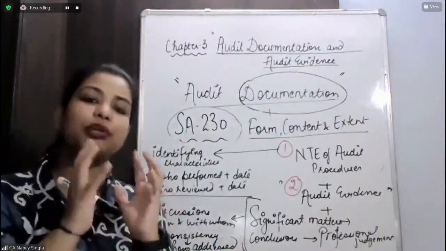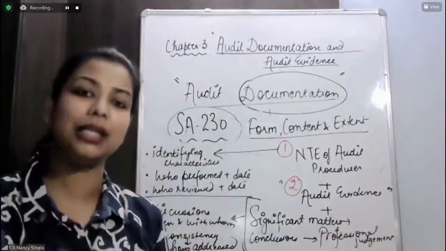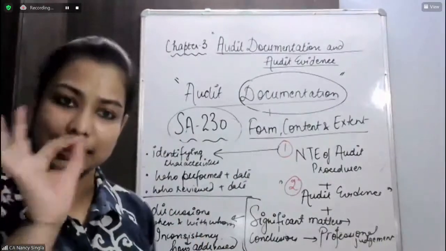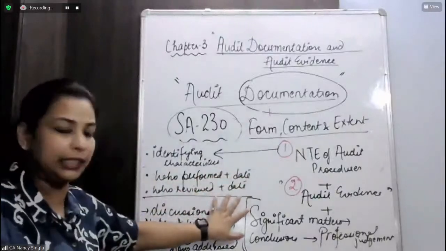I gave you an example of related party. Suppose you have called for an external confirmation from a related party. Just mention above that this is the related party. Who performed it, the date, who reviewed it, and the date.